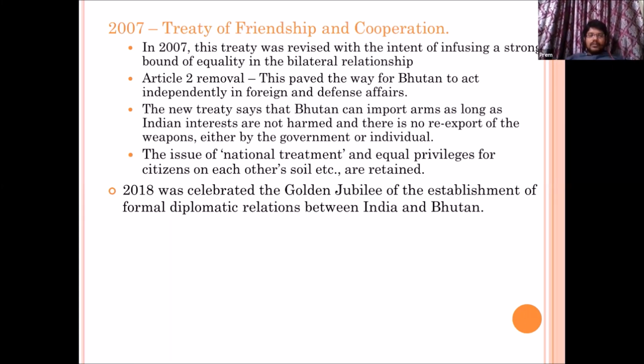And finally, by 2018, we celebrated 50 years of diplomatic relations between India and Bhutan. This is because only in 1968 to 2018, that is 50 years. So only in 1968, we had an embassy in Bhutan.